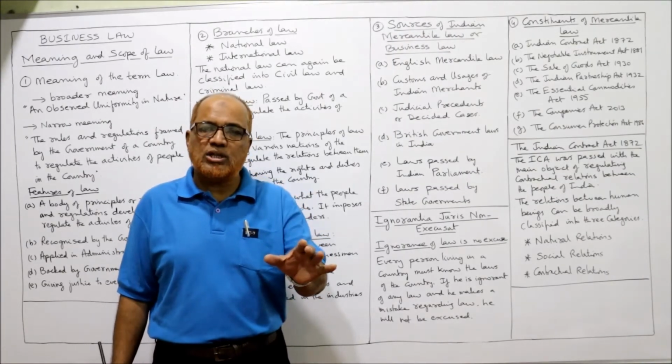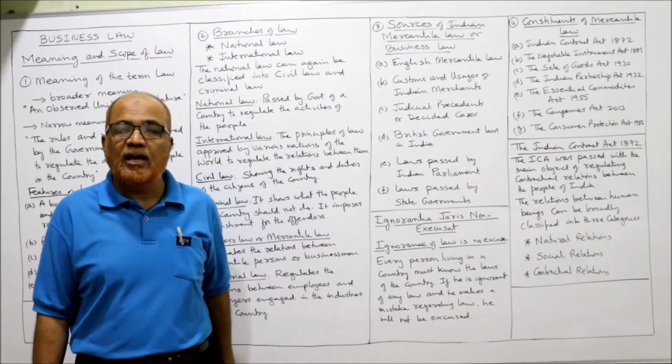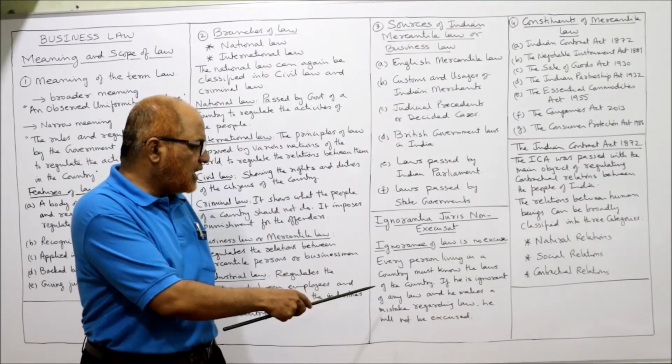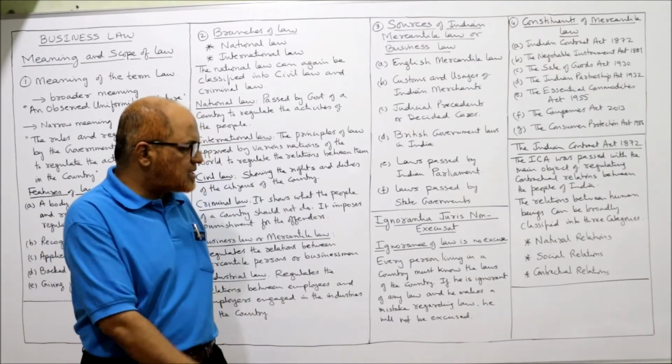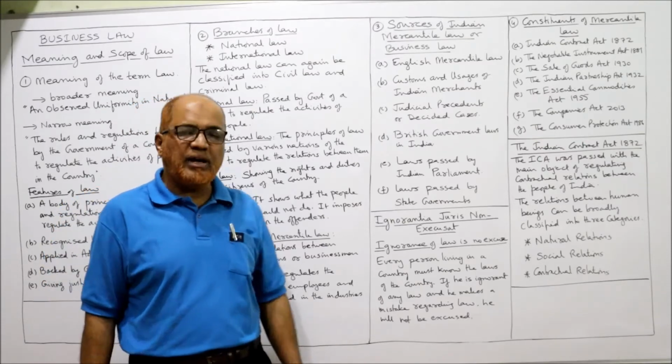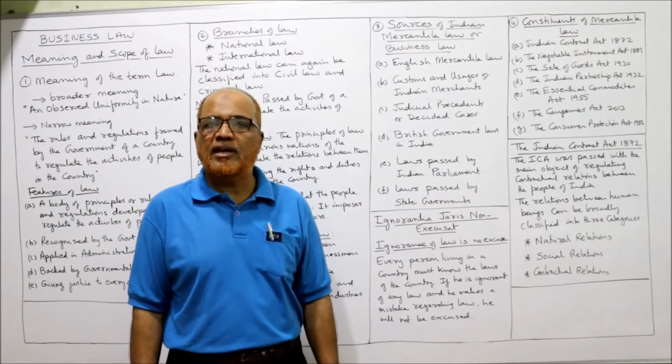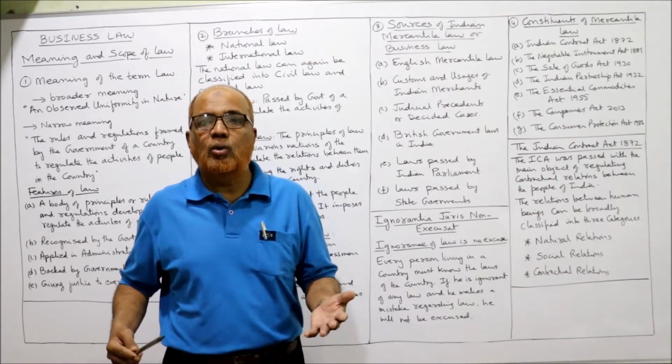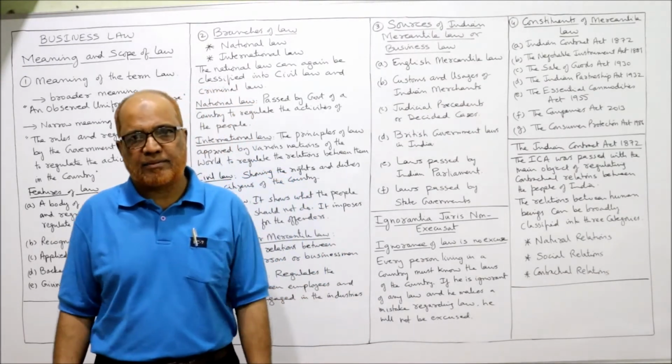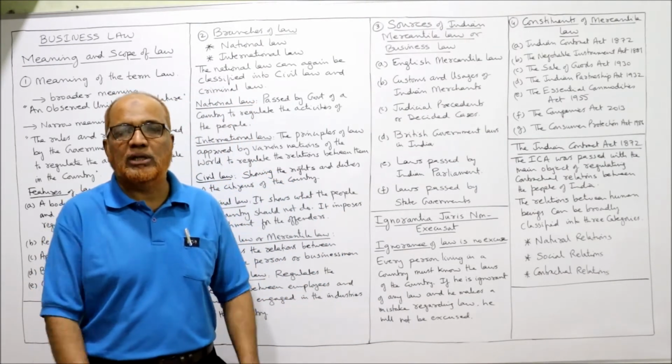So ignorance of law is not an excuse. If he is ignorant of any law and makes a mistake regarding law, he will not be excused. He cannot say that I don't know the law, that's why I have committed the act. Everybody must know the law.